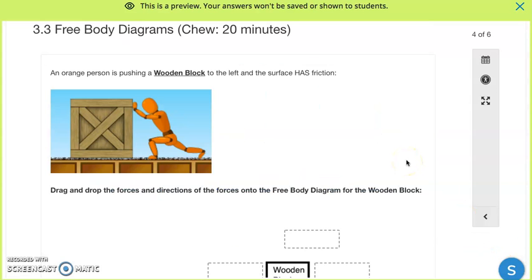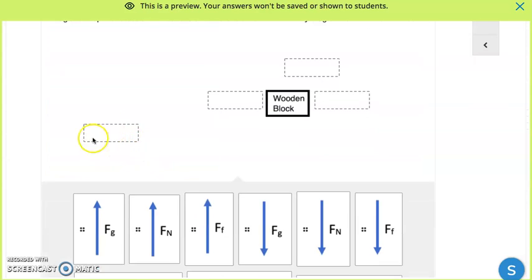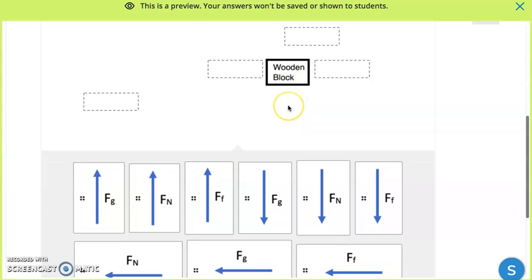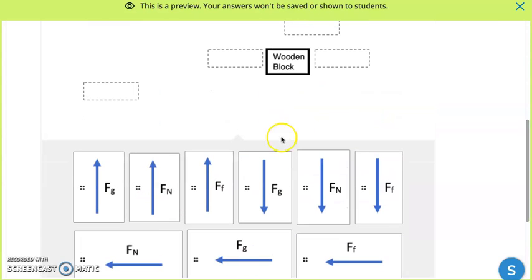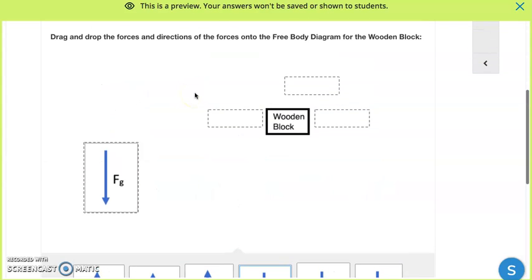Then we switch our situation a little bit. Now the orange person is pushing the wooden block still to the left, but now there's friction. So this free body diagram is actually going to be really similar to the last one. And it also similarly has the formatting a little messed up. This is the downwards box. It should be right here. So that'll be my arrow pointing down, and I'll just give you that one right now. That's that force gravity. It's always there.